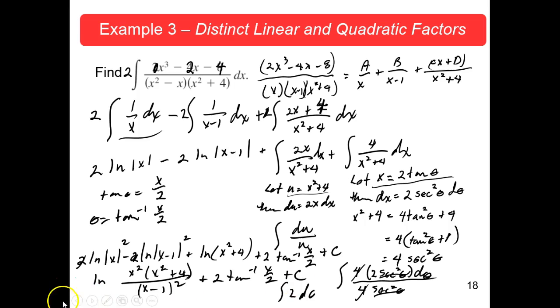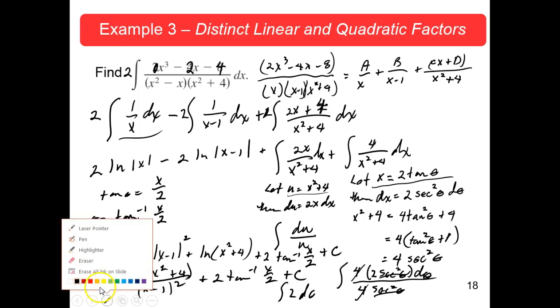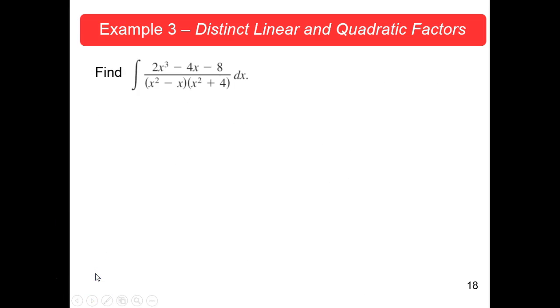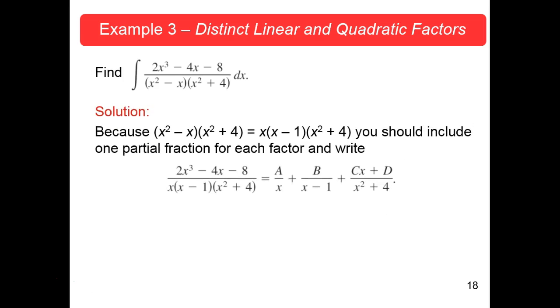All right, let me erase all this because this is one that actually worked, okay? And what they did, though, they didn't factor out the 2. So they're going to come up with some different seeming answers, but we're going to wind up in the same place, okay? So here's what they did. They took that original thing, just the argument of the integral, the integrand, and wrote that as A over x plus B over x minus 1 plus Cx plus D over x squared plus 4.